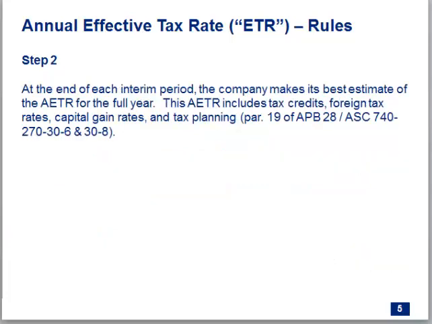Okay, so step one is coming up with an annual estimated tax rate by estimating the provision and dividing that by what you forecast to be your annual income. Okay, step two.